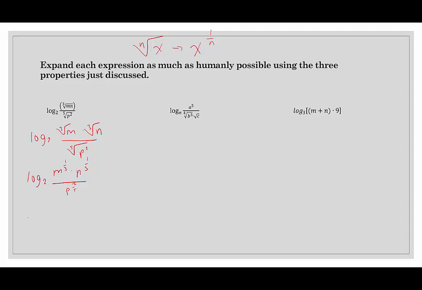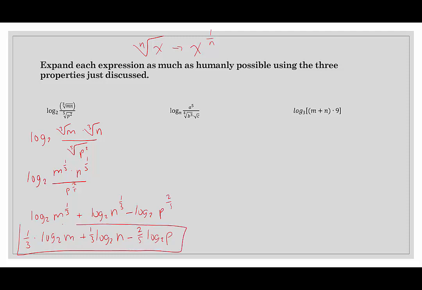So each factor gets its own separate logarithm. So we're going to have log base 2 of m to the 1/3 plus log base 2 of n to the 1/3 minus log base 2 of p to the 2/5. Okay, one more step because we don't want our arguments to have exponents. So we're going to pull those exponents and write it as the product using the power to a power property. That's going to be 1/3 log base 2 of m plus 1/3 log base 2 of n minus 2/5 times log base 2 of p. And there we have it, fully expanded.